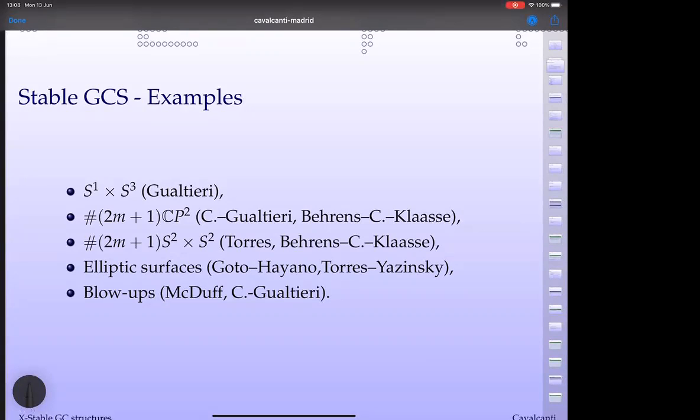And I think most people do not know, but connected sums of CP2s is not complex. It's only complex when m is equal to 0. So only CP2 is complex, all the other ones are not complex. Connected sums of S2 cross S2 also are only complex for 1 connected sum. If you have more of them, it's not complex, but they're all stable generalized complex.